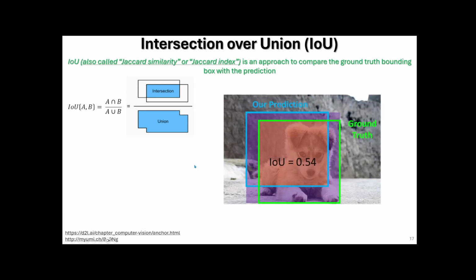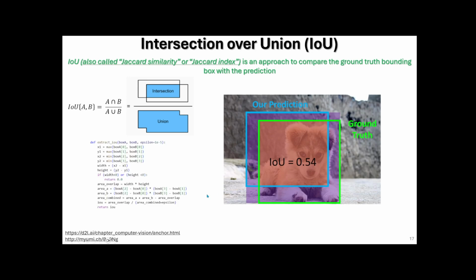Okay, so let's take an example. The blue is your prediction, the green is your ground truth, and here you can see this orange shade is your overlap. If you measure the IoU score, it comes to around 54%. That means there is a 54% overlap, and that's your score. So 0.54 is not a very high score. That means your prediction is a bit off compared to the ground truth.